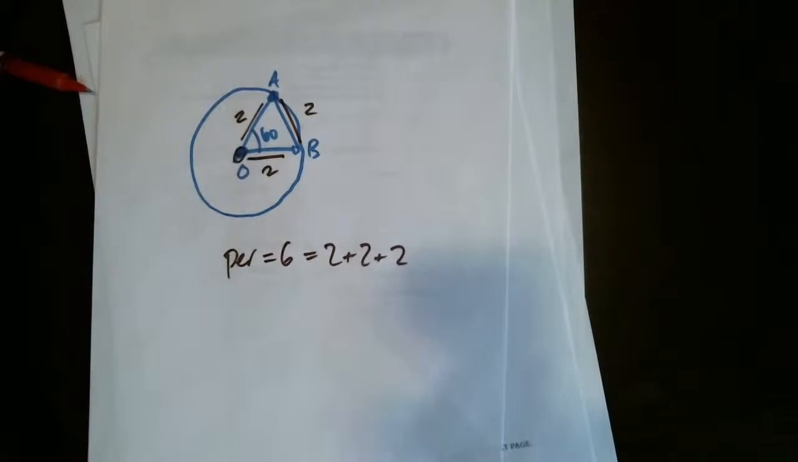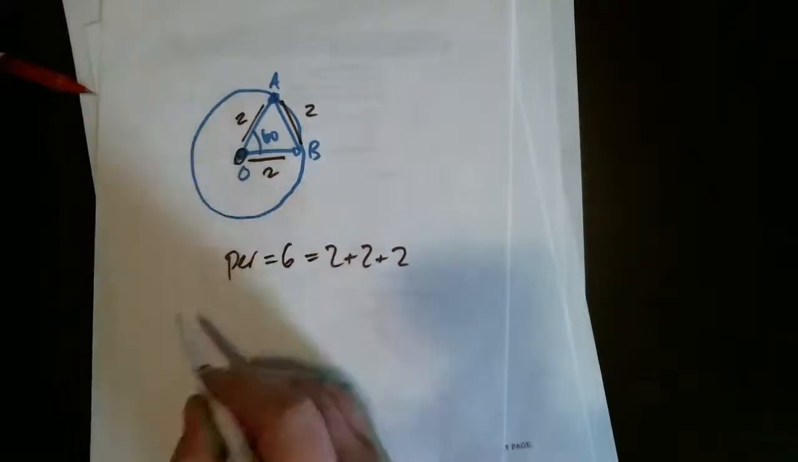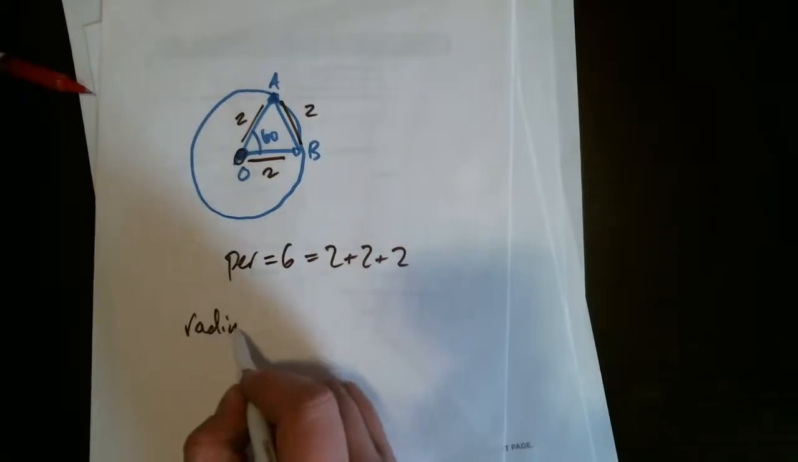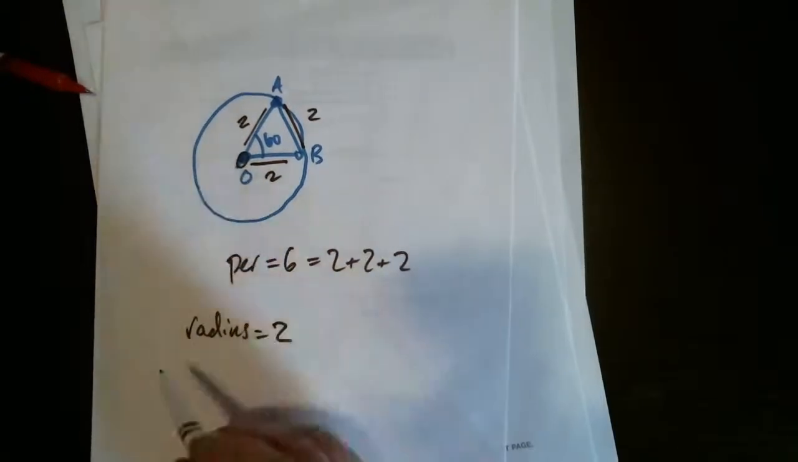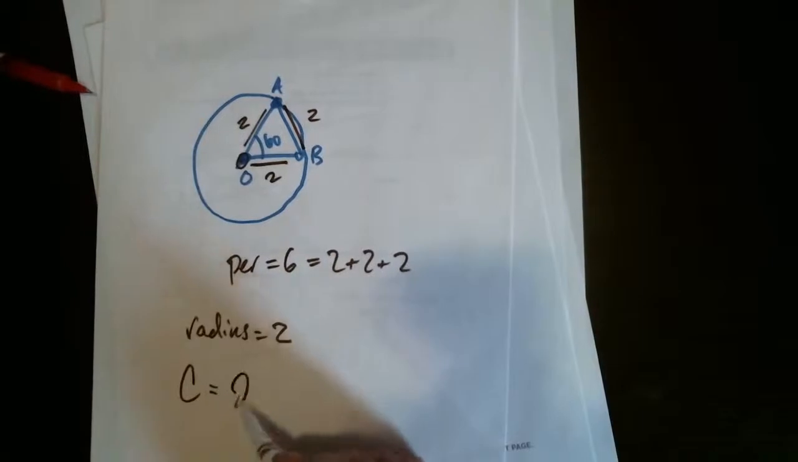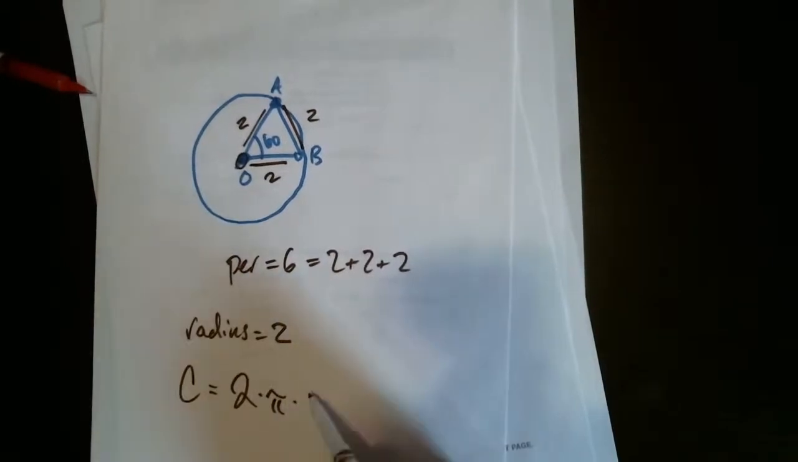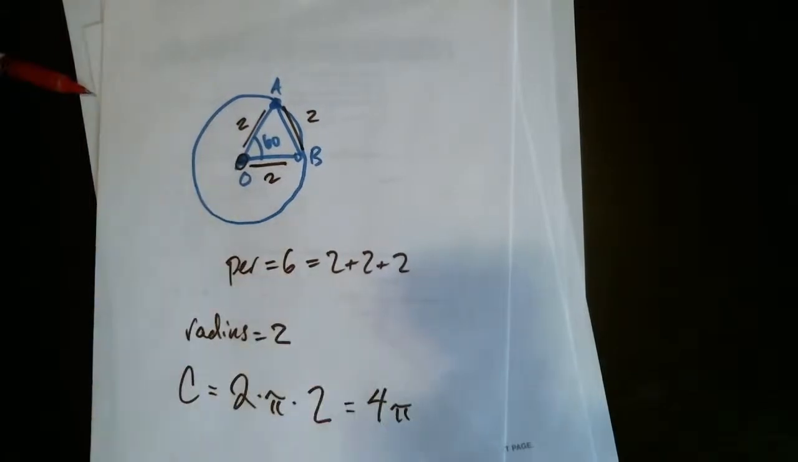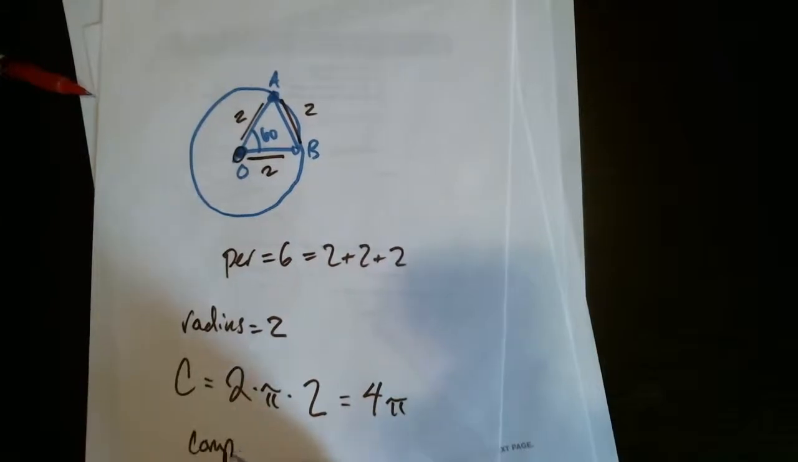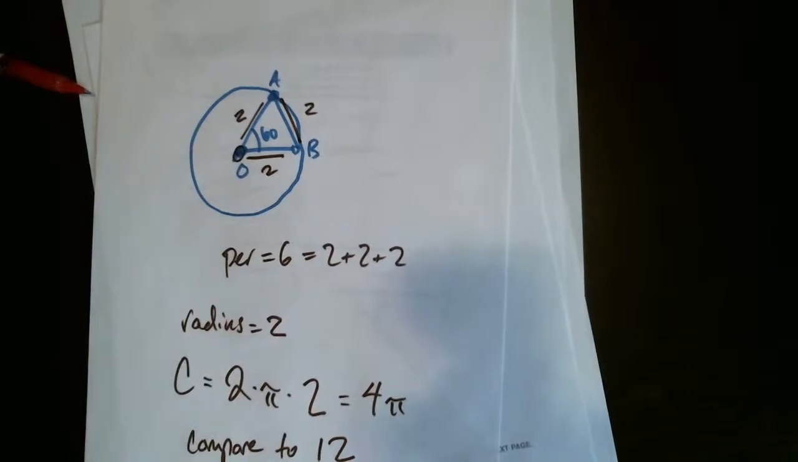If the radius is 2, then what's the circumference? Isn't it 2 pi r? So 2 pi. Right. The circumference is then 2 times pi times 2. 4 times pi. Right. And we've got to compare this to 12.